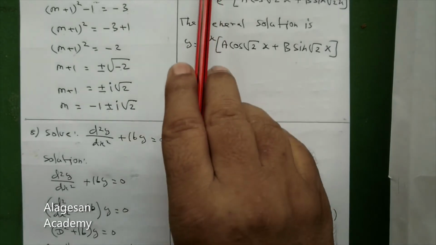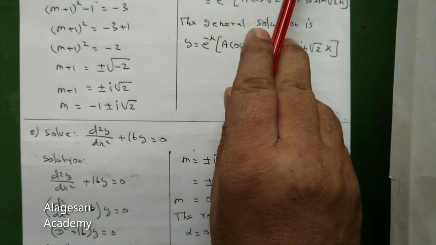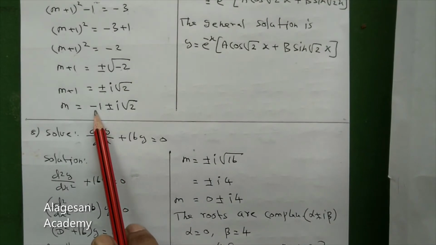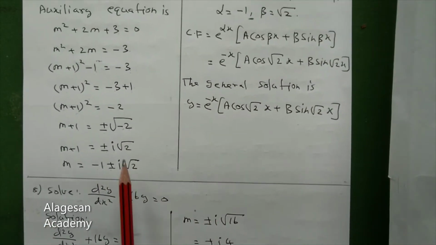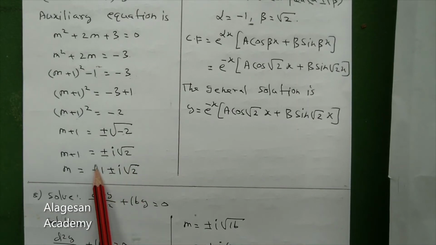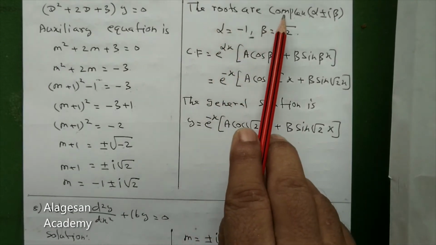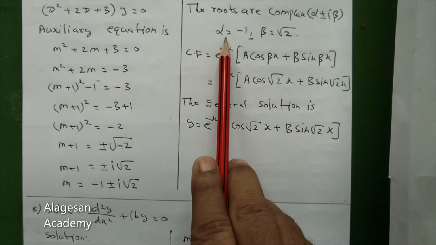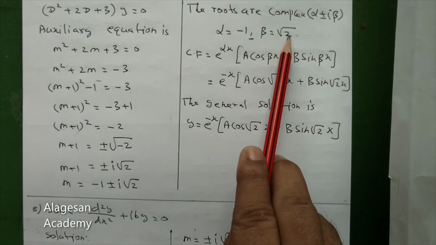Okay, so the roots are complex. Alpha plus or minus i beta. Here, what is alpha? Alpha is minus 1, okay? Beta is root 2, okay? Alpha is minus 1, beta's value is root 2. So, the roots are complex, alpha plus or minus i beta.